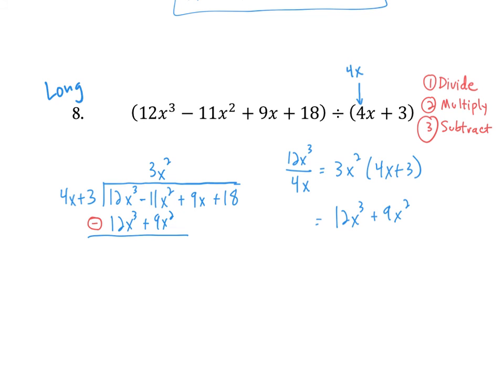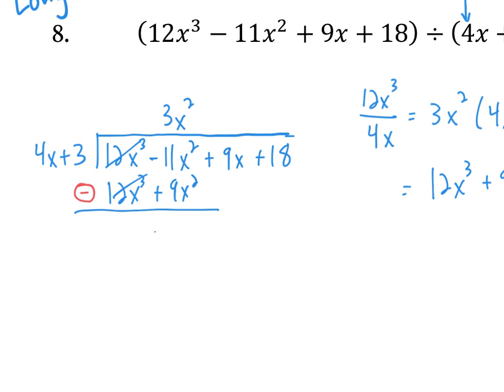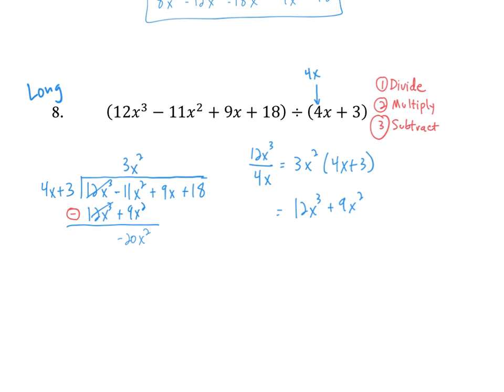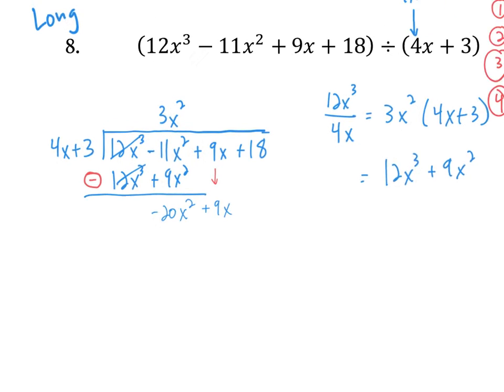Okay, so 12x cubed minus 12x cubed, those cancel. And then here you got to be careful. When you do negative 11x squared minus 9x squared, that's negative 20x squared. Okay, then after you do the subtraction, the last step is bring down. And that's what we'll do with this 9x. Bring that down. And then start the whole thing over again.